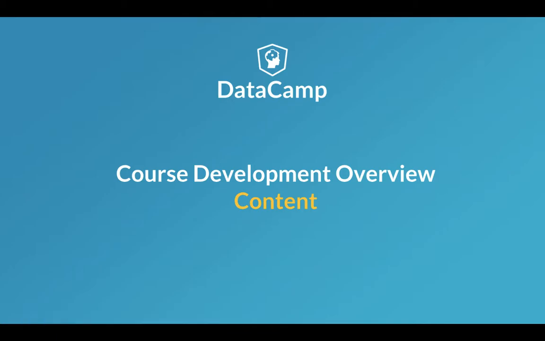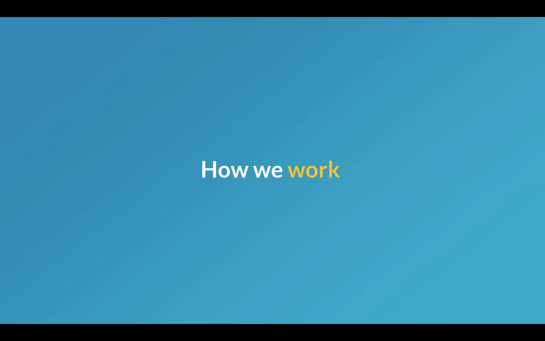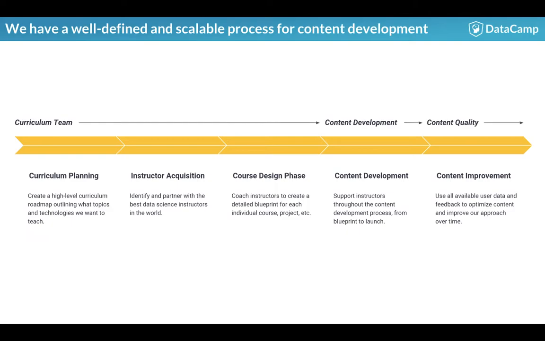In this video, we will provide an overview of course development. The overall process is divided into 5 different phases, which are overseen by 3 different DataCamp teams: curriculum, content development, and content quality. The first 3 phases are overseen by the curriculum team.